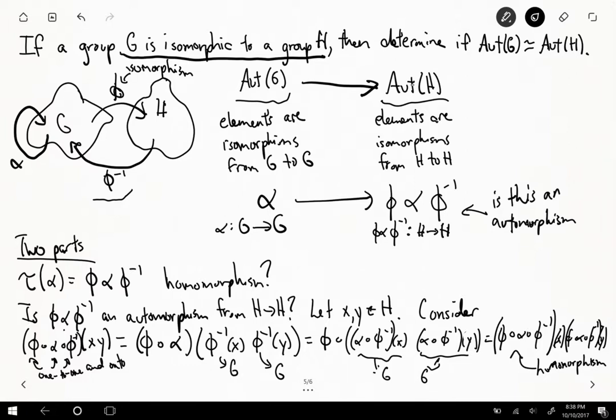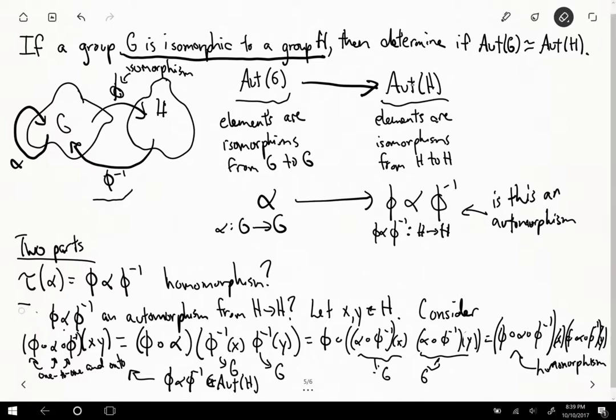So moving back though, this is just showing that well-defined. So meaning that we are mapping to something in the automorphisms of H. So what that tells us with all these pieces, that tells us that phi alpha phi inverse, and remember we should be reading it phi, alpha, phi inverse, is an element of Aut(H). Okay, so it is well defined in terms of we are having a function work out. Okay, so now let's look at the homomorphism part.